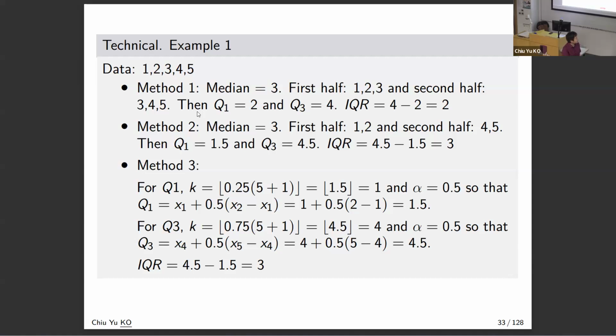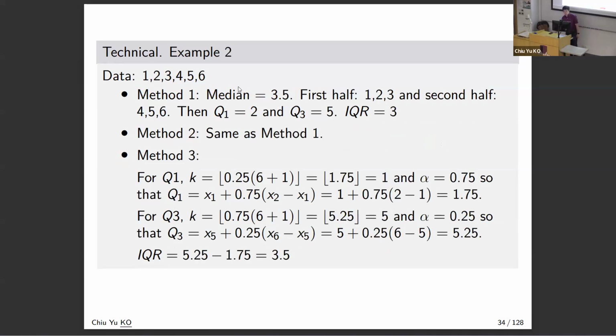If it's 1, 2, 3, the median is 2, but for 1, 2, the median is 1.5. And for the other half, with method 1 the median is 4, and for 4, 5, the median is 4.5. So this IQR is different. But if you have an even number of observations, the median is 3.5, and the first half is 1, 2, 3, no matter which method you're using, the same.